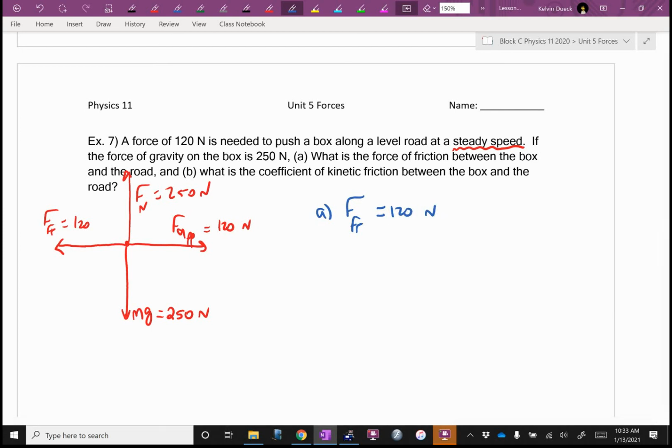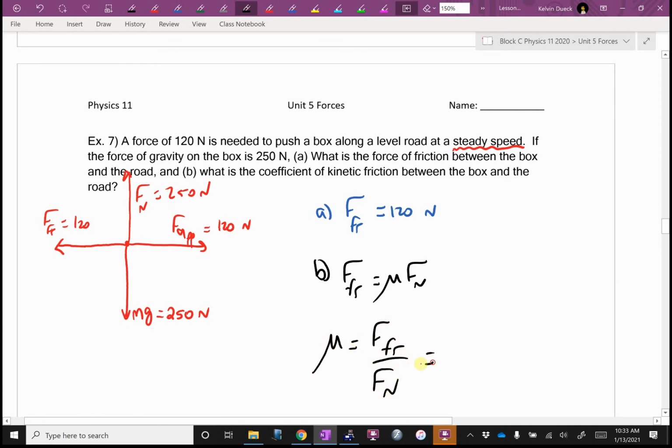Cool. Mason, what does B want me to find? Keep reading. Coefficient of friction. What's mu? Wants me to find mu. Okay. What's the only equation that has the mu in it? Friction equals mu times the normal force. Good. How would I get the mu by itself? So mu is going to be friction divided by F normal. Oh, I know friction, 120. I don't know the normal. Oh, yes, I do. It's the same size as mg, which is 250.